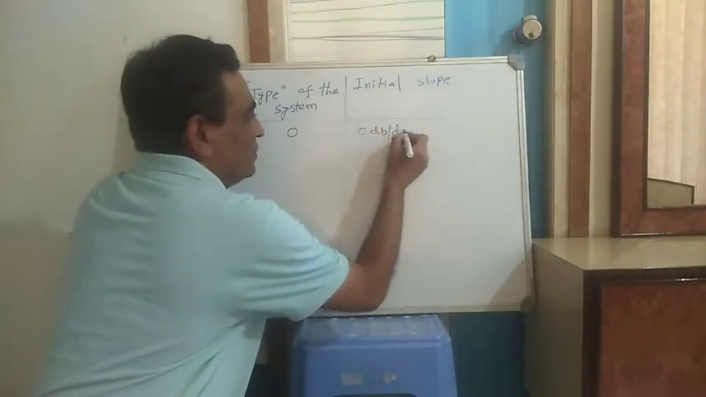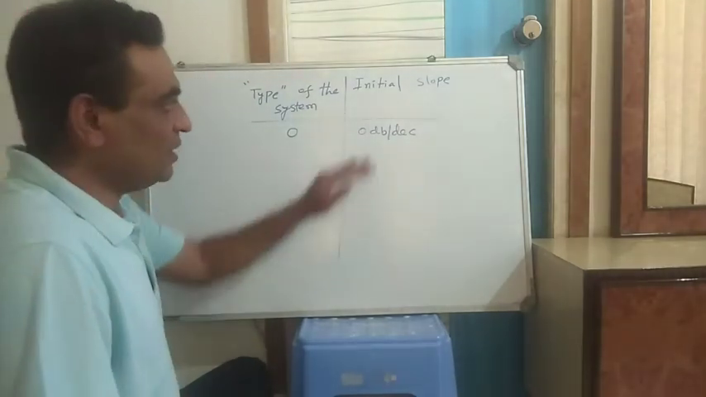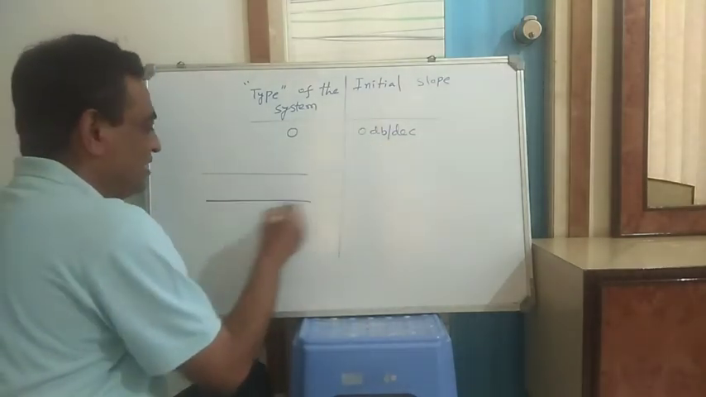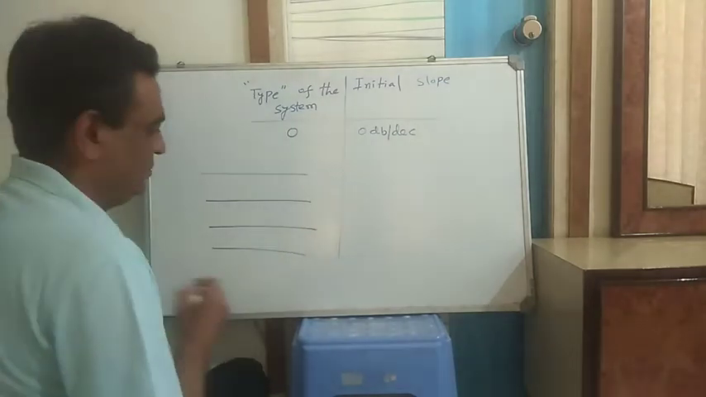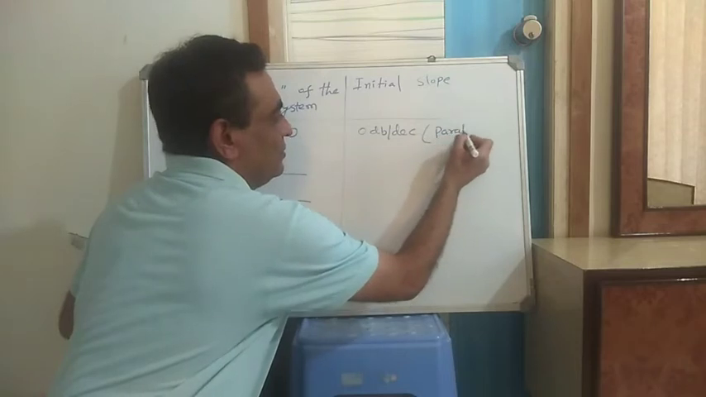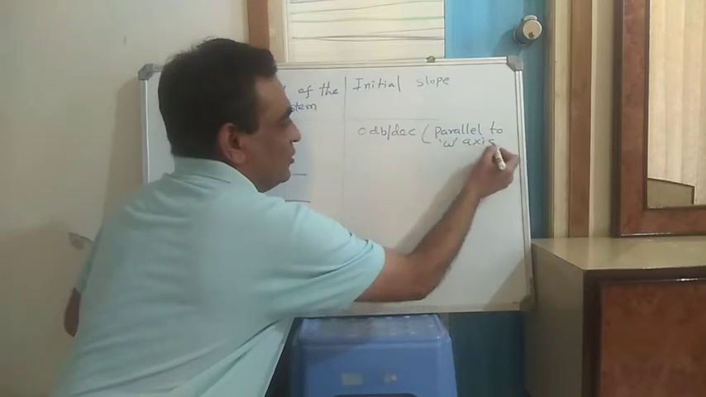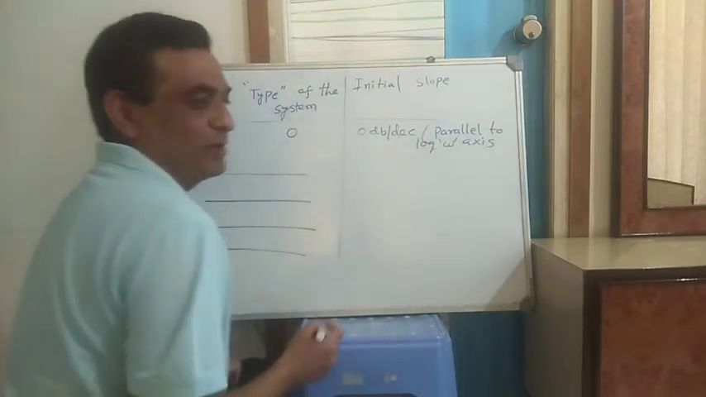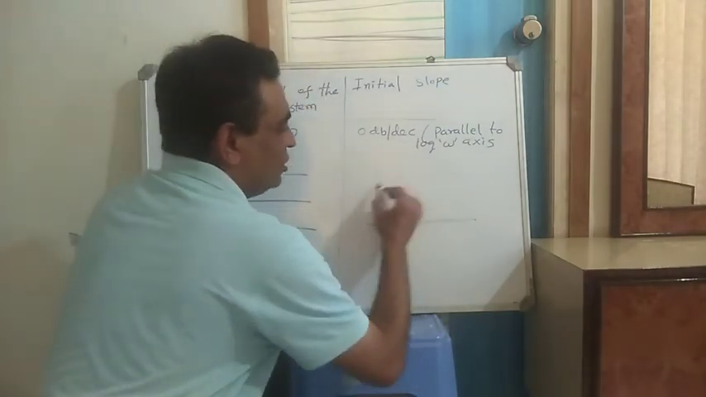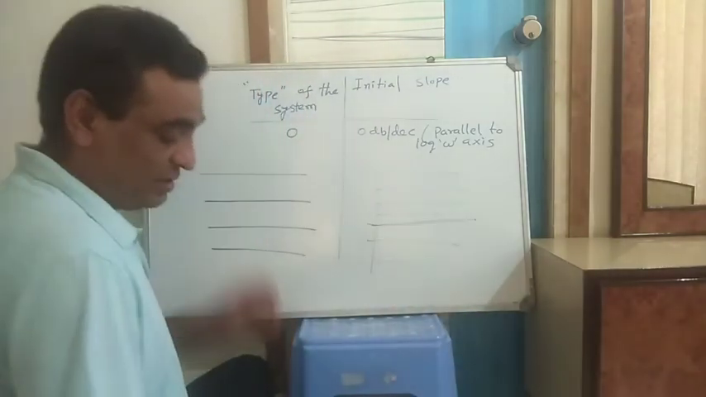So what is a 0 dB per decade line? A line having a slope of 0 dB per decade is a horizontal line. This line has 0 slope. So it is a horizontal line, or you can say parallel to the omega axis, or the log omega axis. If this is the log omega axis, then all these lines are 0 dB lines, because the slope is 0 dB per decade.